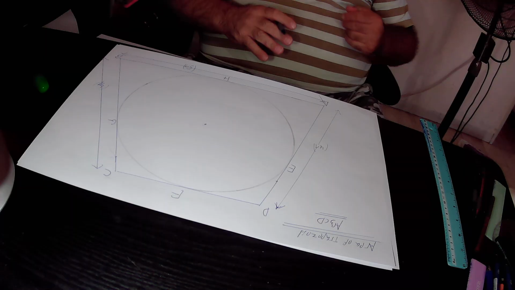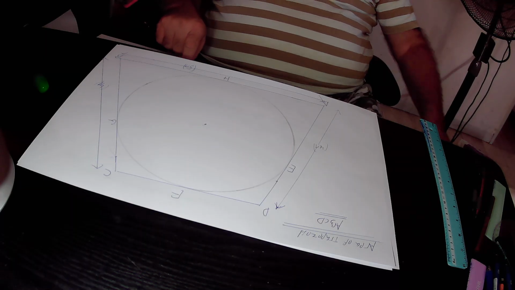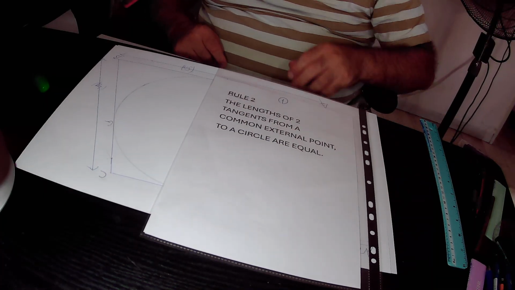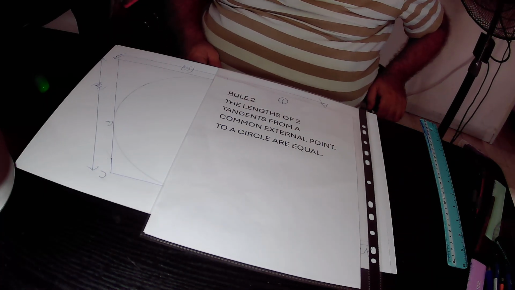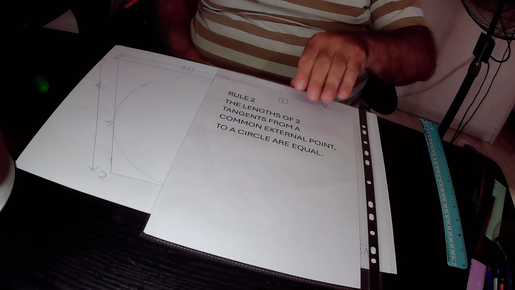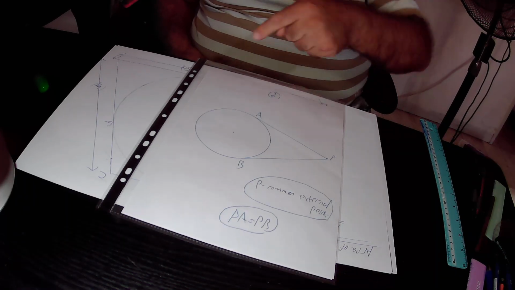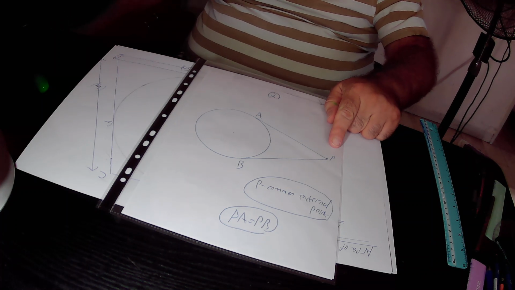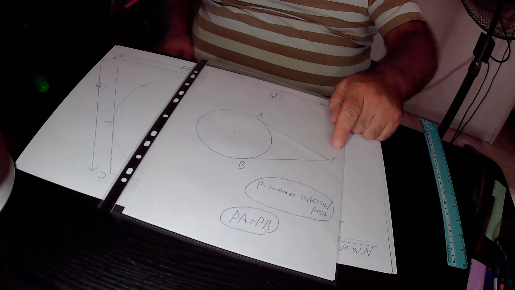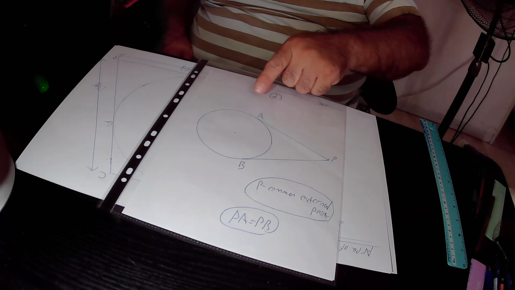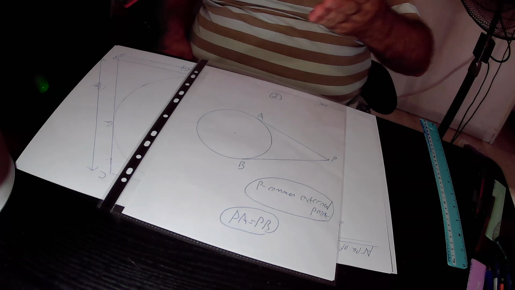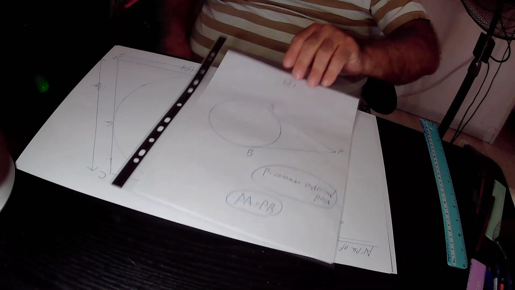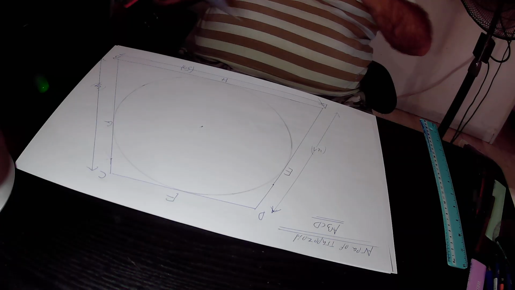So here we can implement rule 2. I repeat quickly rule 2. According to rule 2, the lengths of two tangents from a common start point to a circle are equal. So in the drawing we have a circle. This is the common start point, point P. From this common start point, point P, we have two tangents to this circle, tangent PA and tangent PB, and according to rule 2, they are equal to each other. That is to say, PA equals PB. So we can implement rule 2 in our drawing.